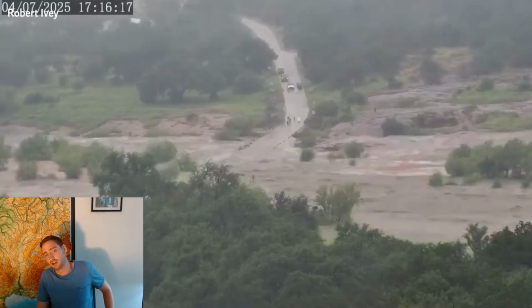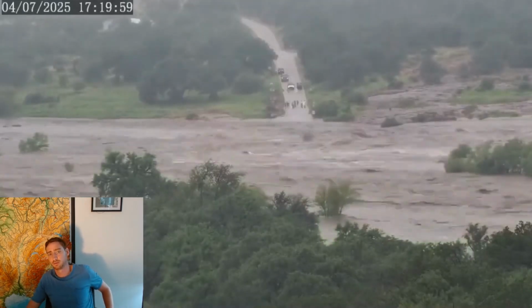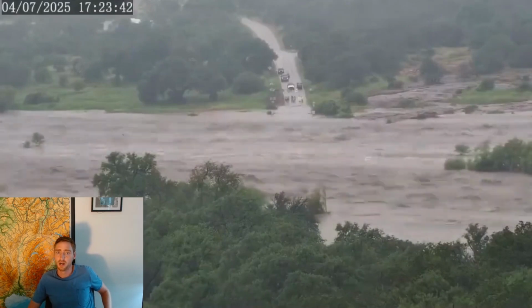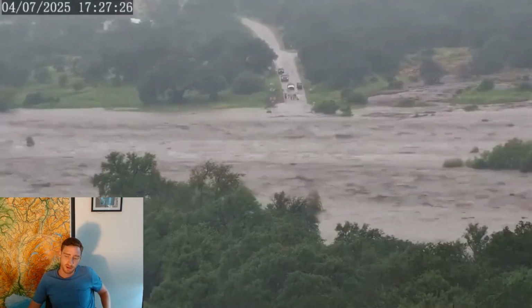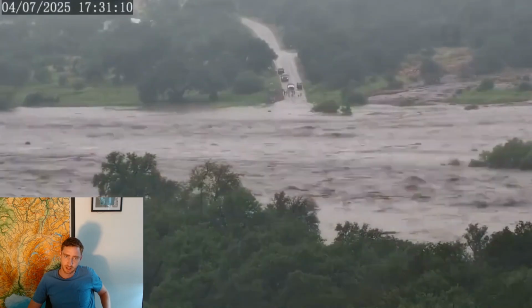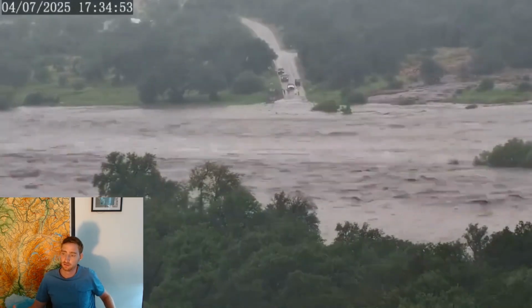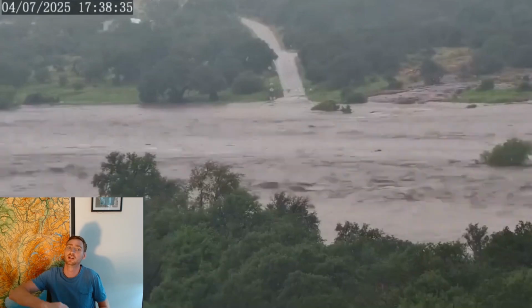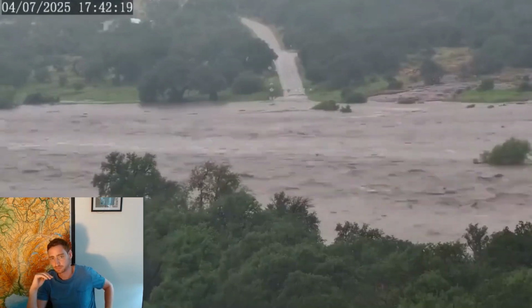So what we're looking at is a time lapse. We're looking at a time span of maybe about 1 hour. But within perhaps half an hour, we get as much as 12 foot, like 4 meters, of increase in the height of the river.